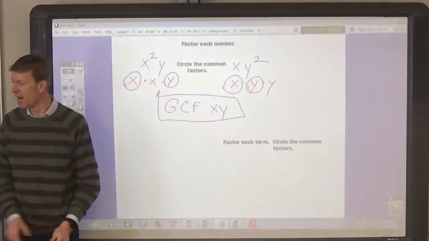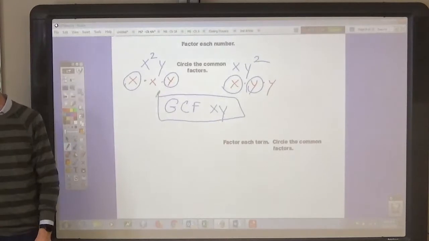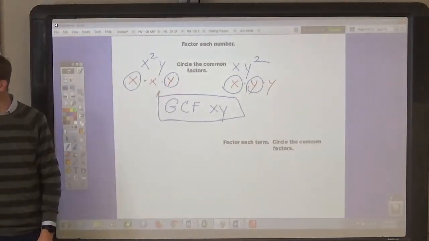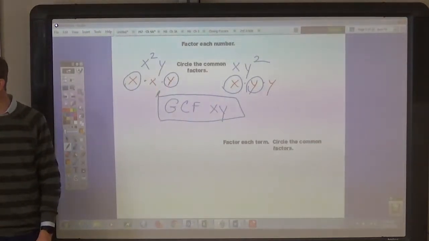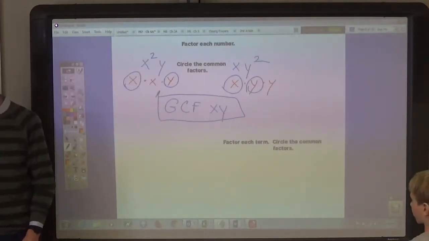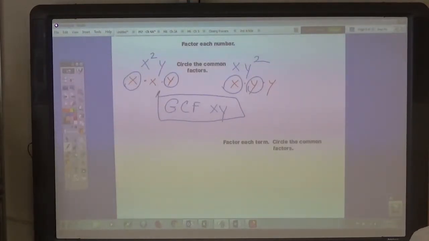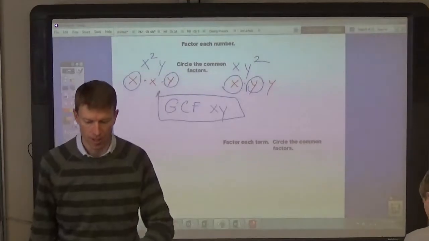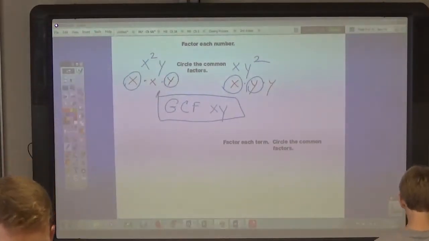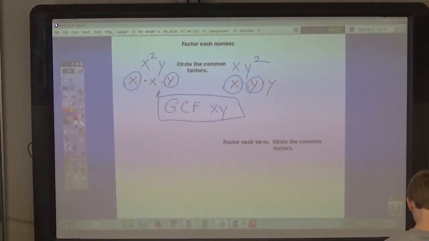Okay? Now, what I want you to do then is practice this. Do numbers 30 through 41 for tomorrow. On page 193, 30 to 41. Okay? You may go. 30 to 41.